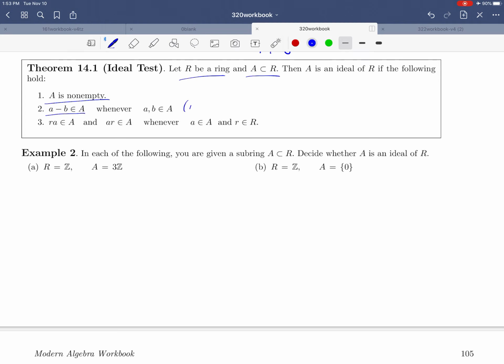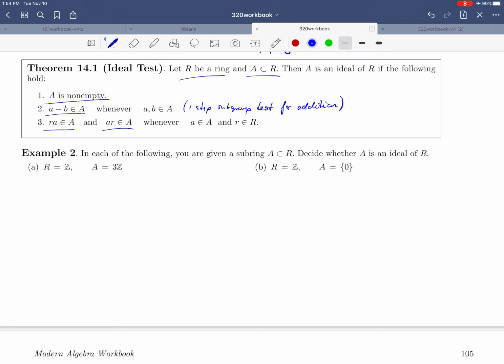So think one-step subgroup test for addition. And then in addition, we have this new property, this absorption property. It says if you have an element A in A and an element R in R, then R times A is in A and A times R is in A. So A sucks anything inside of A.